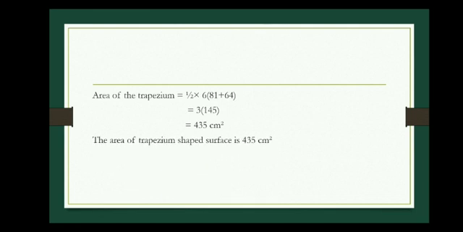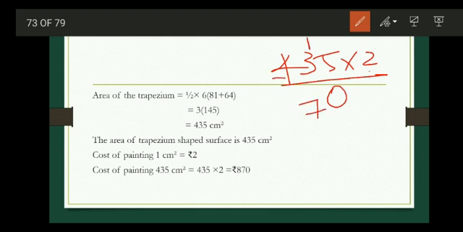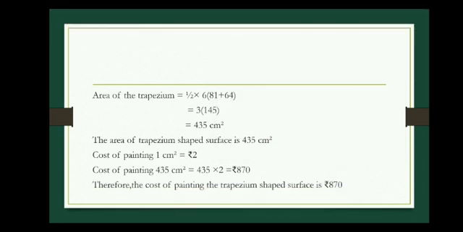And you know that the cost of painting 1 centimeter square is 2 rupees. So the cost of painting 435 centimeter square will be equal to 435 into 2. 5 2s are 10. 0, remainder 1. 3 2s are 6. 6 plus 1, 7. 4 2s are 8. So 870 rupees. The cost of painting the total trapezium shaped surface is 870 rupees.